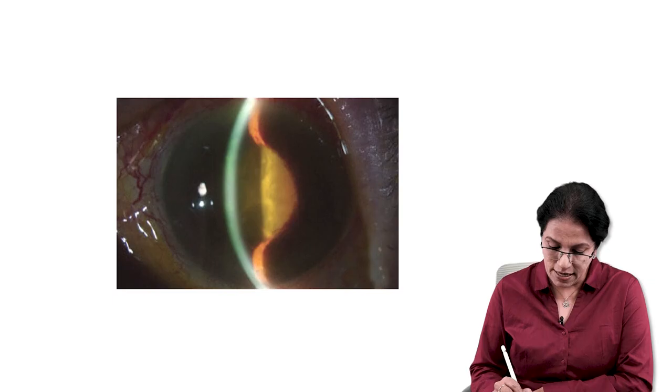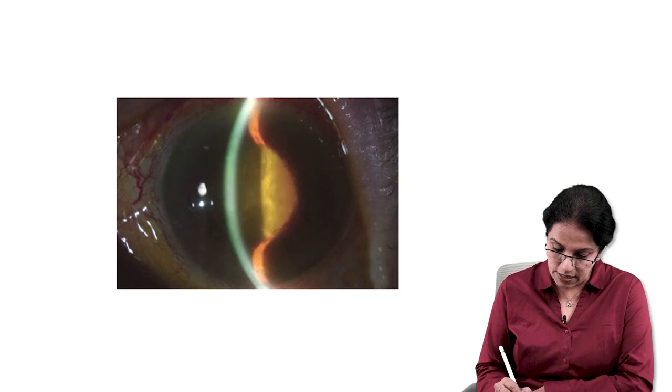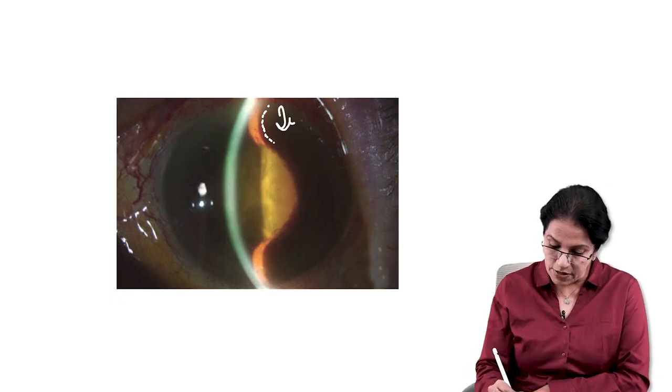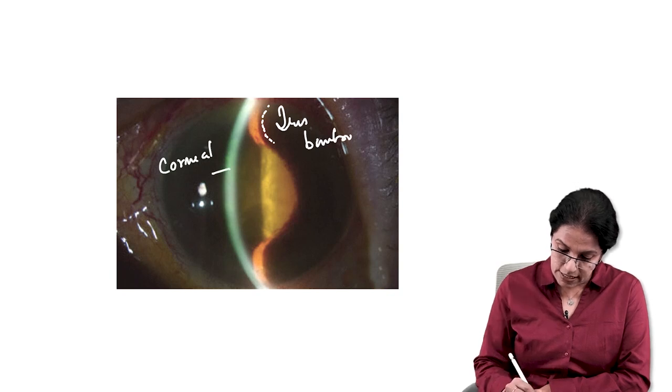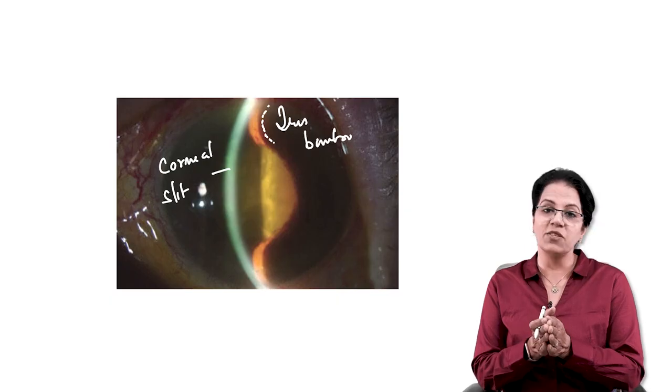Here you are, this is the iris bombe. If you see clinically, this is the bowing of the iris, which is so clearly seen. It's almost, this light ray is almost convex like this, isn't it? So, this is what is iris bombe. Can you see this corneal slit and the space between the iris? It is almost going to adhere, leading to peripheral anterior synechia.